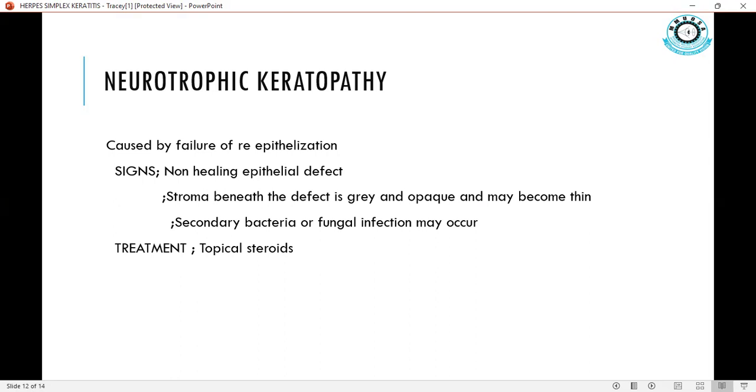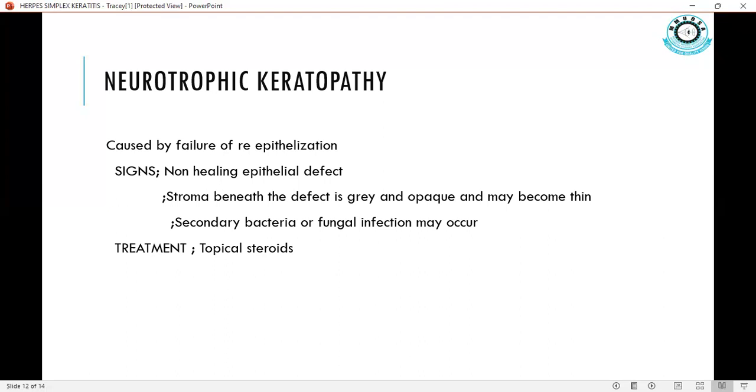Then we also have neurotrophic keratopathy, and it is caused by failure of reepithelialization resulting from corneal anesthesia. It's often exacerbated by other factors such as drug toxicity. And the signs and symptoms of this: there will be an unhealing epithelial defect, which is caused by prolonged topical treatment.